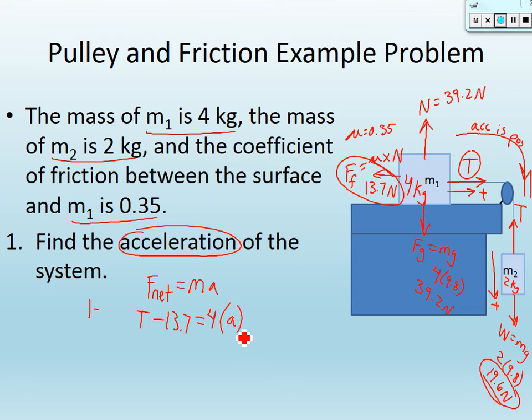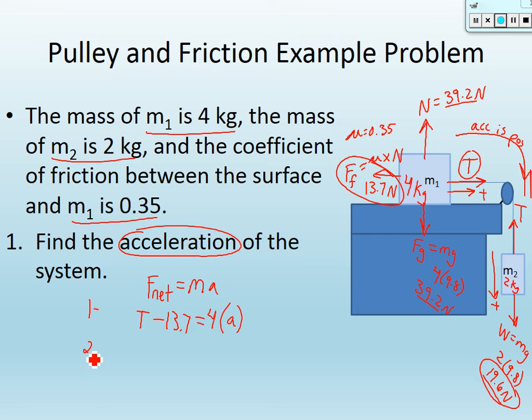And we don't know the acceleration, so I'm just going to call it A. How come when we found net force here, tension minus 13.7, we didn't do up and down? Well, there is no net force. It's balanced up and down. But there is going to be a net force left and right. So we just consider that.